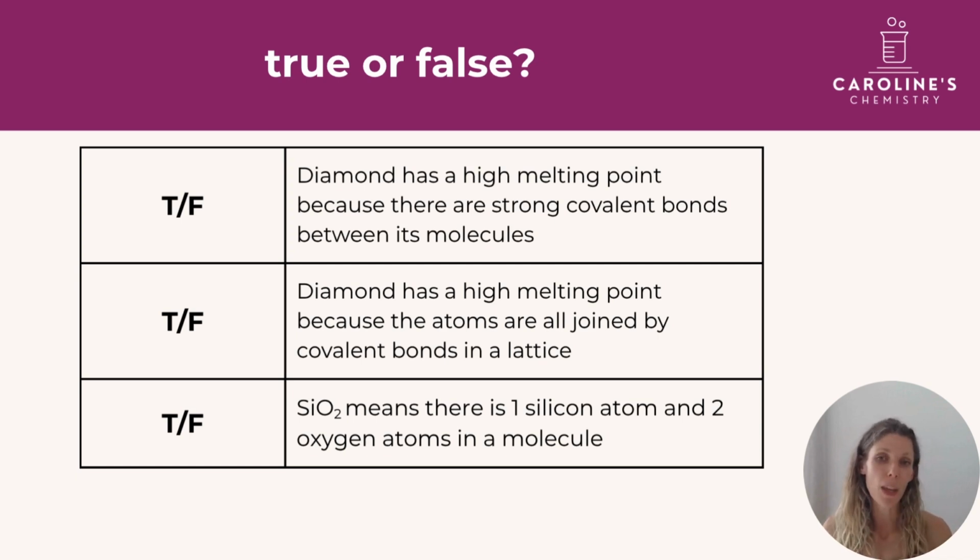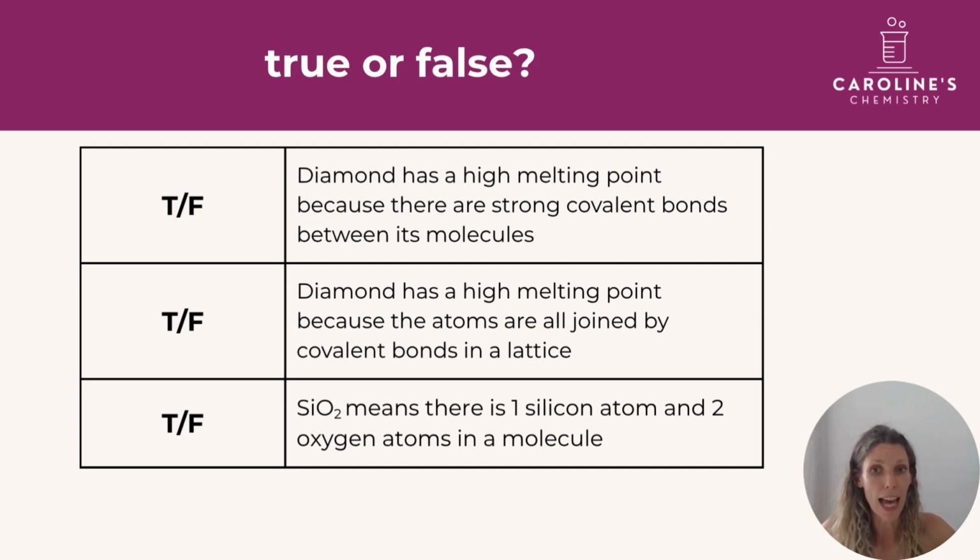Our first one says, diamond has a high melting point because there are strong covalent bonds between its molecules. Is that true or false? It's false. There's a couple of points here that make it false. There is one big glaring mistake in the choice of words, and that is there are no molecules. That should be a big flashing red light inside your brain, because the word molecules only applies to simple molecular or simple covalent substances. There's no molecules, there's a big rigid network of atoms.